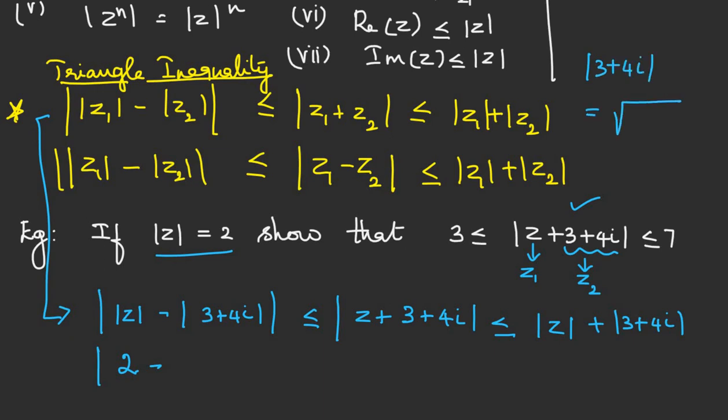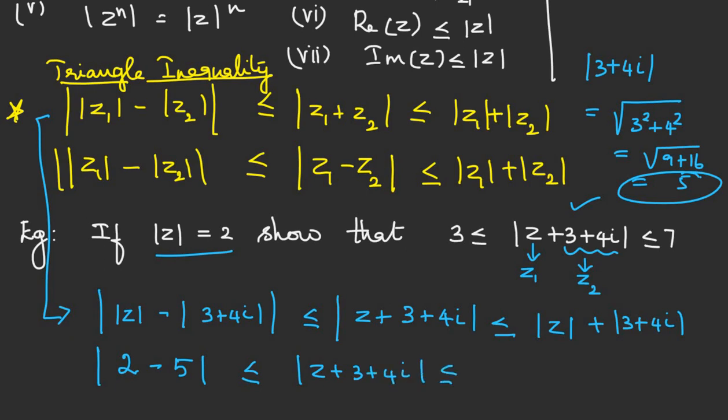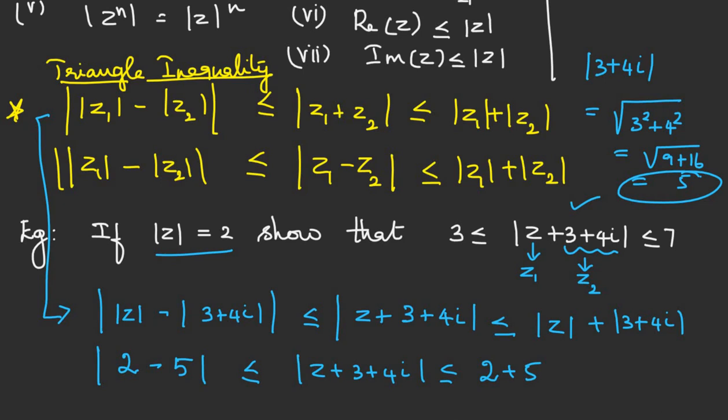This is equal to root of 3 square plus 4 square, which is root of 9 plus 16, root of 25, which is equal to 5. So this is 2 minus 5 less than or equal to modulus of z plus 3 plus 4i, which is less than or equal to modulus of z, which is 2, plus modulus of 3 plus 4i, which is 5. So we get modulus of 2 minus 5, which is 3, less than or equal to modulus of z plus 3 plus 4i, less than or equal to 7. Hence proved.